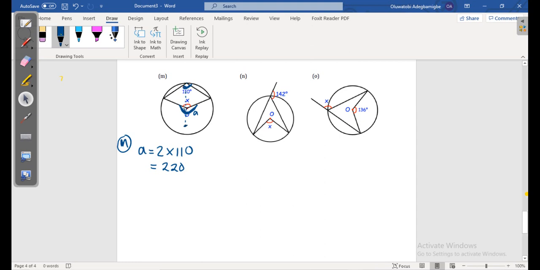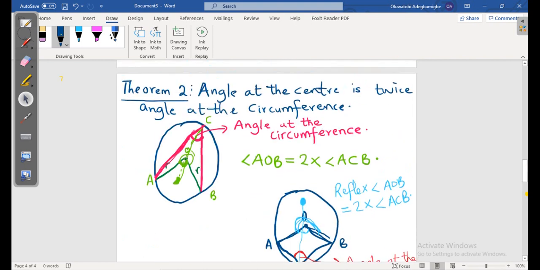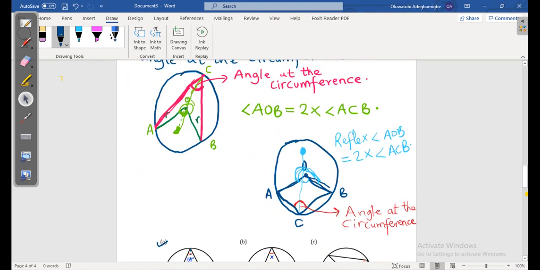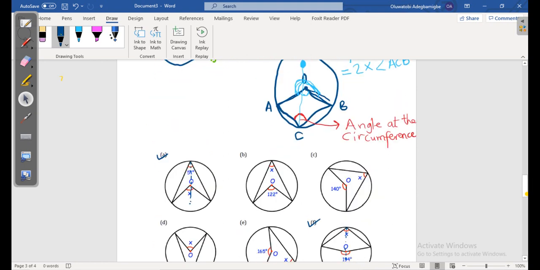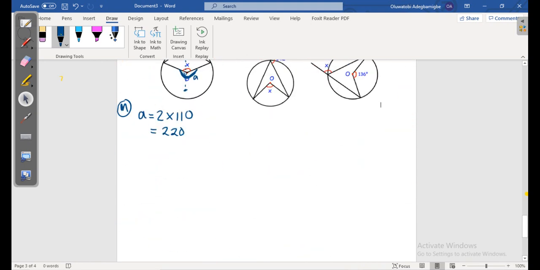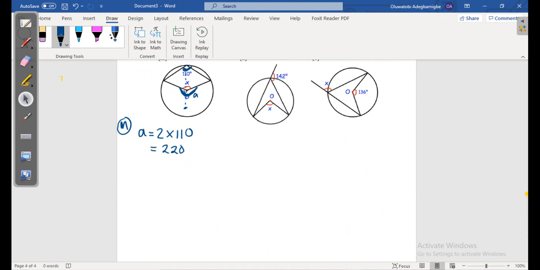If you go back to when I was explaining the theorem, you can see when the diagram is within a semicircle, the reflex is usually the angle at the center. If you're confused, you can go back to the example, or play back my explanation for you to see that clearly. So what will be my x now? Obviously, my x will be 360 minus 220, because I have the sum of angles at a point, and that makes my x to be 140.